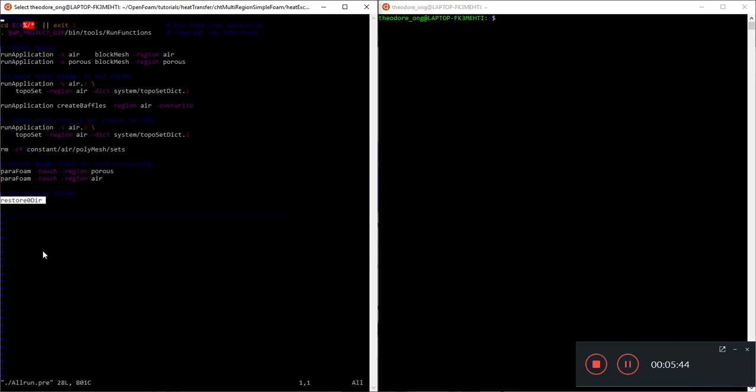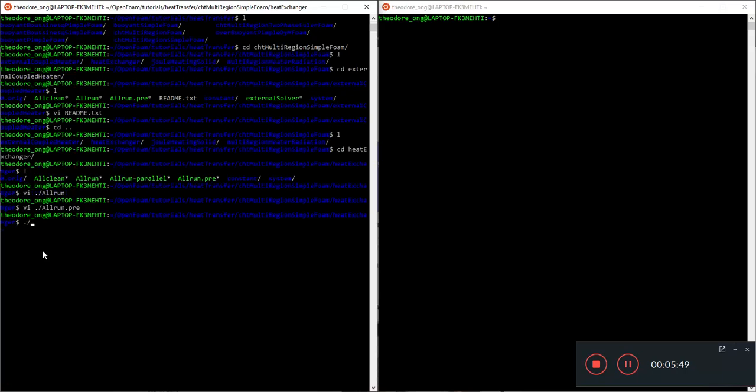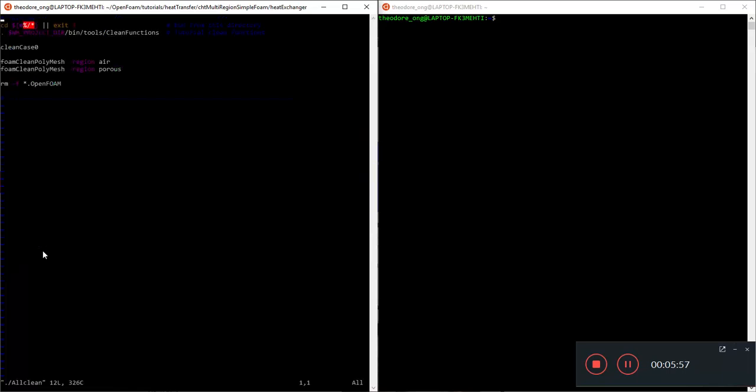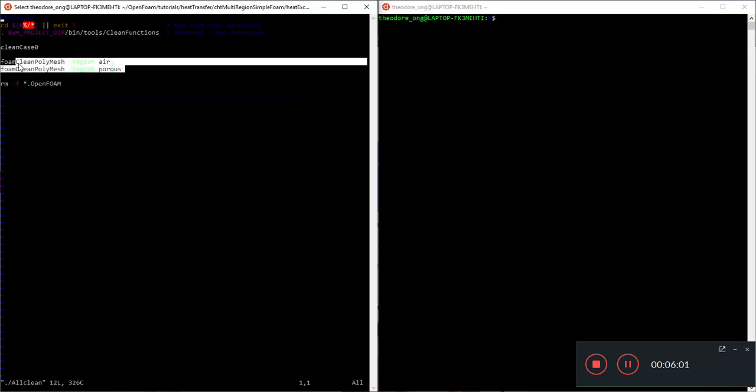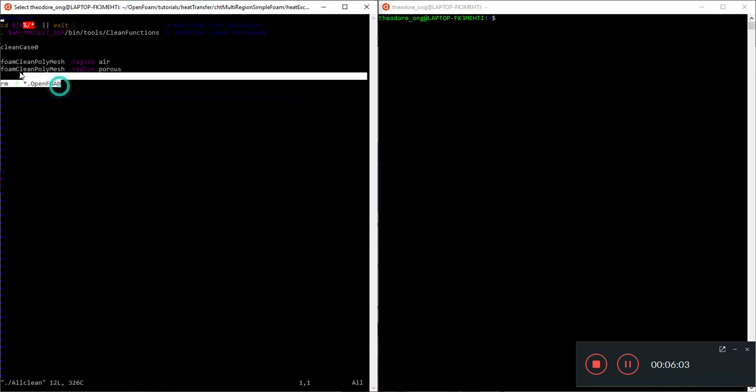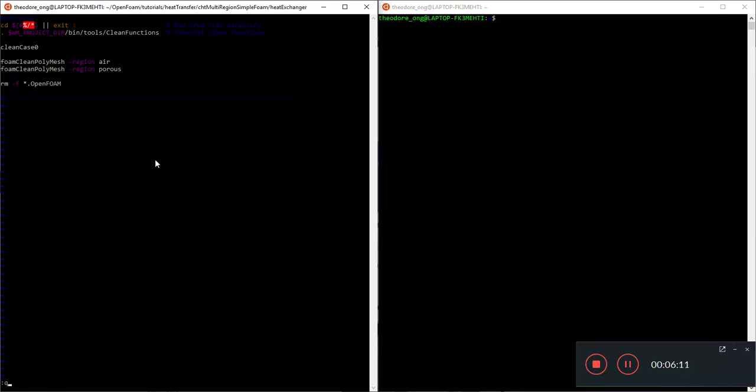Now, yeah, we can take a look at the all clean file. vi all clean. So, okay, it will run clean case 0, which removes the zero directory, and it cleans the polymesh for air and porous, and then it removes whatever file that ends with this OpenFoam suffix.